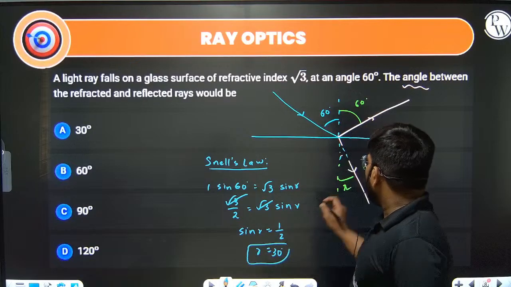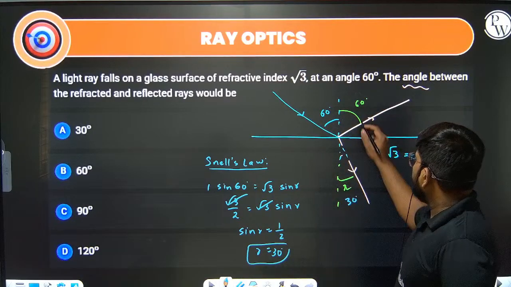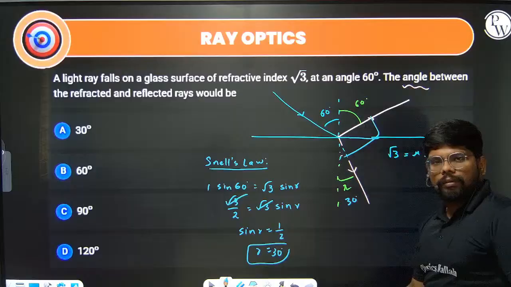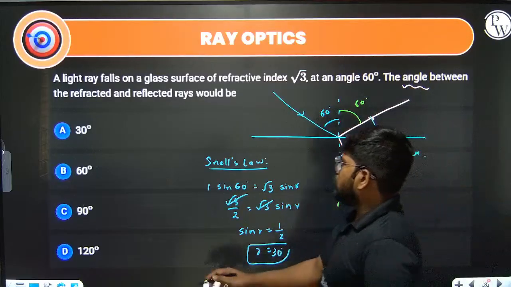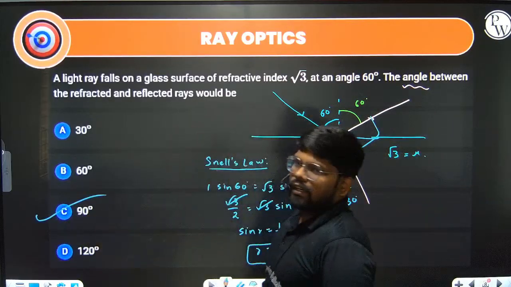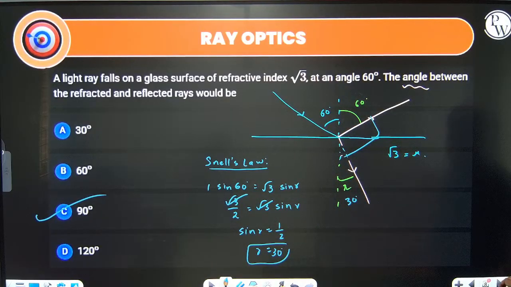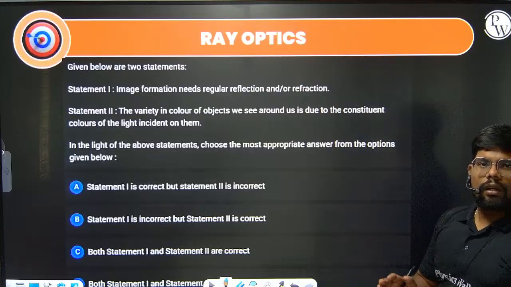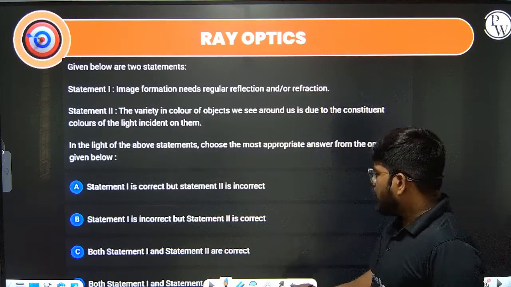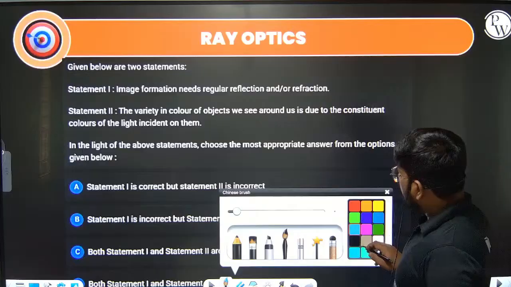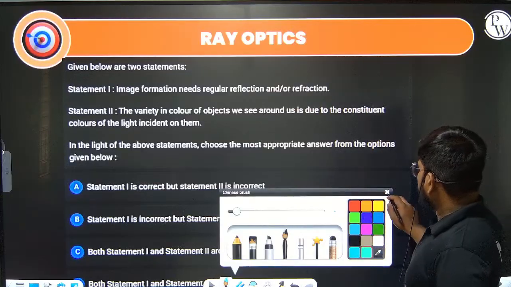Again, if you know this is 30 and this is 60, then we can confirm that it is 90 degrees. So the answer for this is 90 degrees. Very simple. These are the previous year's questions that we are solving, so you can see that the questions are not at all complicated. That's the reason why you can score 180 out of 180 and overall 720 out of 720.